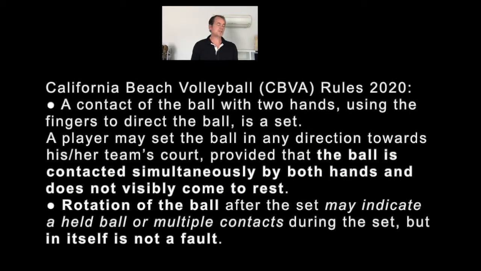So, California beach volleyball rules. As of 2020, a contact of the ball with two hands using the fingers to direct the ball is a set. A player may set the ball in any direction towards his or her team's court, provided that the ball is contacted simultaneously by both hands and does not visibly come to rest. Rotation of the ball after the set may indicate a held ball or multiple contacts during the set, but in itself is not a fault.